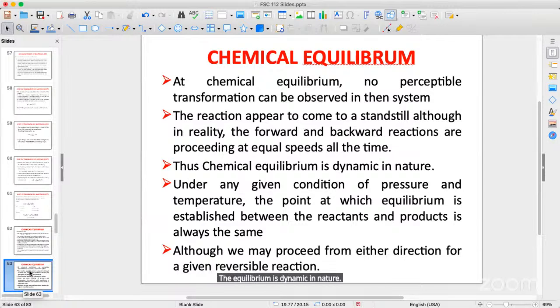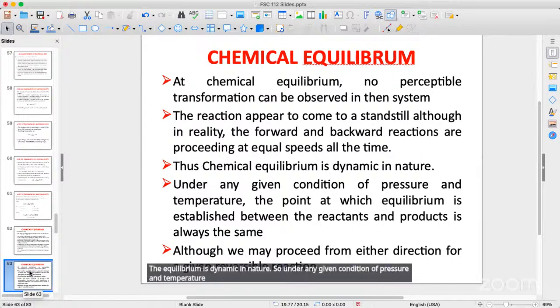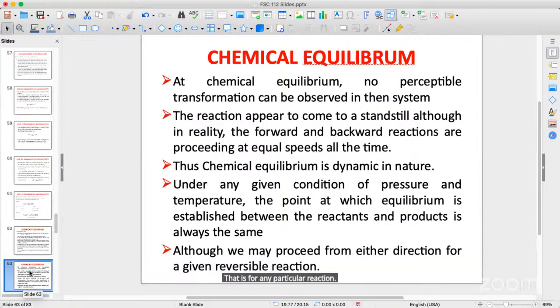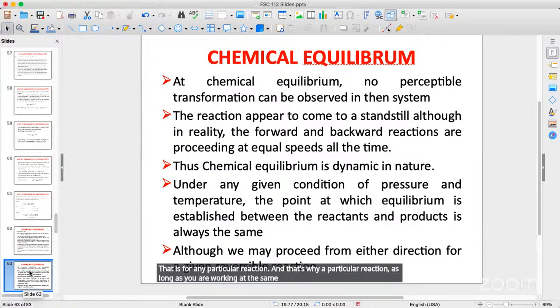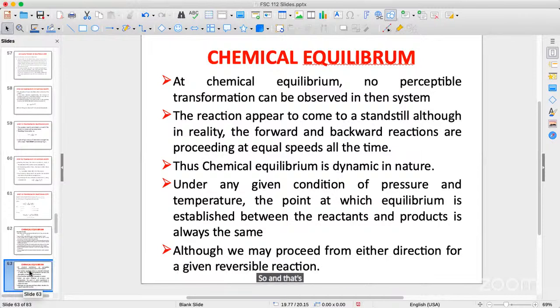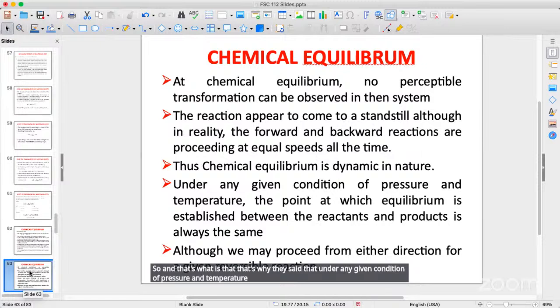So under any given condition of pressure and temperature, the point at which equilibrium is established between the reactants and product is always the same. That is for a particular reaction. And that's why for a particular reaction, as long as you are working at the same pressure and temperature, your equilibrium constant will remain the same. That's why they said that under any given condition of pressure and temperature, the point at which equilibrium is established between the reactant and product is always the same.